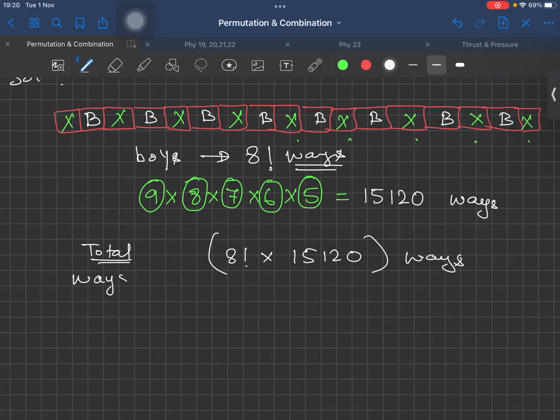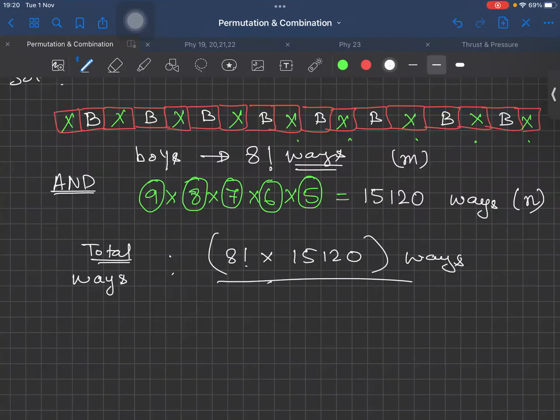This is from the fundamental principle of counting, right? This is an and statement. Boys and girls must be seated, right? They have to sit. It's not like the 5 girls can skip the class or something. They have to sit in a row. That means it's an and statement. And the fundamental principle of multiplication says, if there is an event that can be arranged in m ways, like 8 factorial ways, and another event that can be arranged in n ways, then the total number of ways of arrangement will be m into n. So that's what we are doing here.